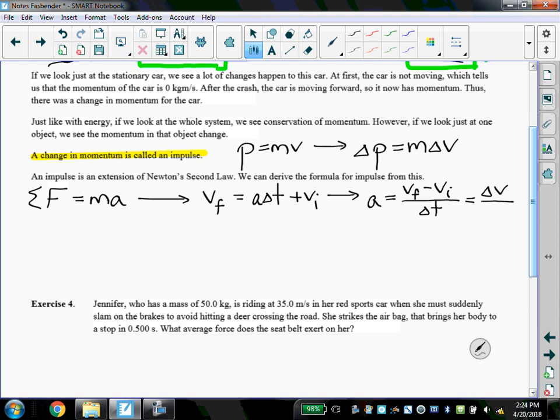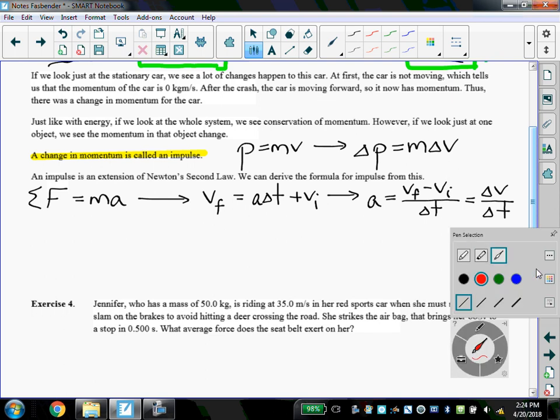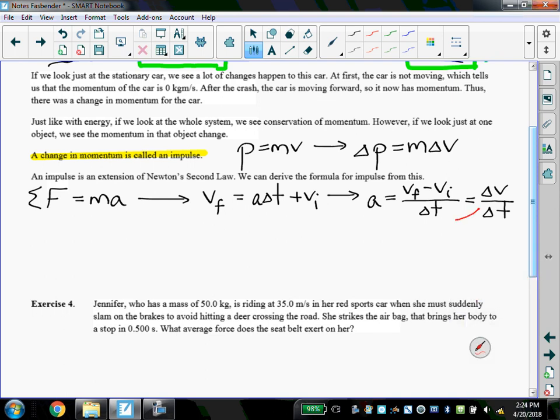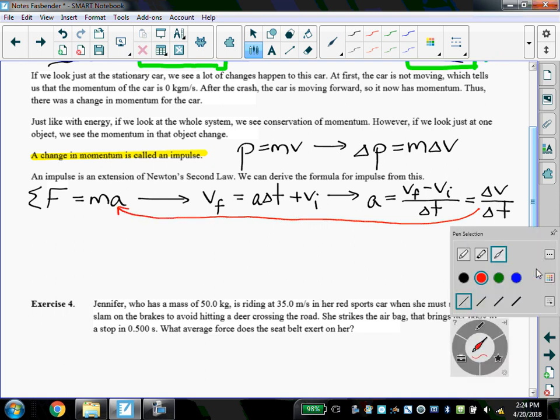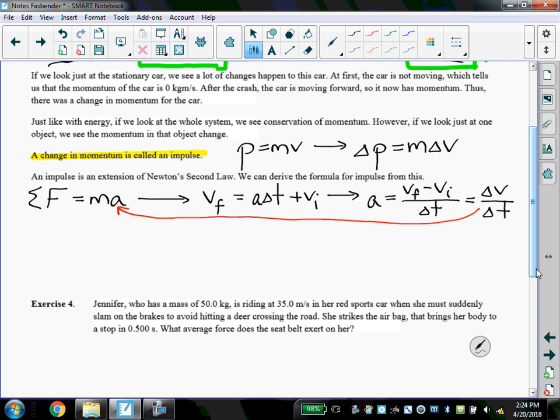Now, we also know that anytime we do final minus initial, that is the same thing as change in. So we could also say that this acceleration is the same as change in velocity divided by change in time. And what we're going to do is take that idea of acceleration being change in velocity divided by change in time, and substitute that into Newton's second law. And when we do, we end up seeing that net force is equal to mass times change in velocity divided by change in time.